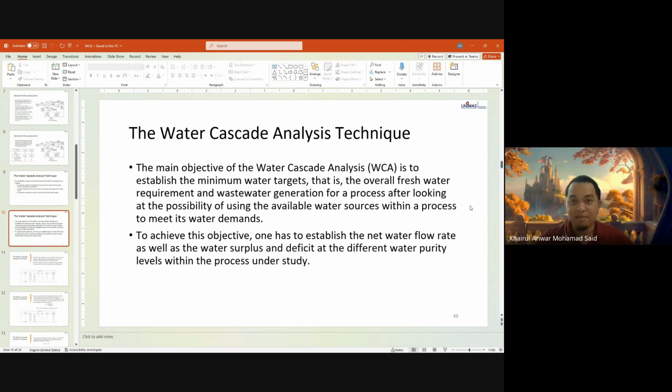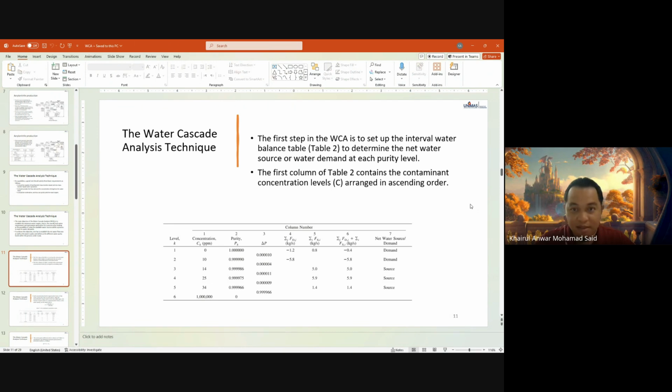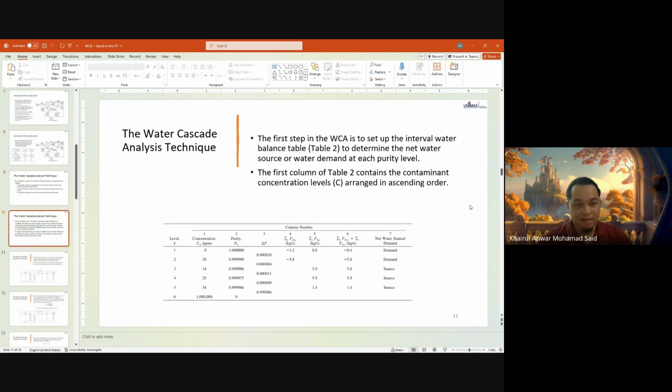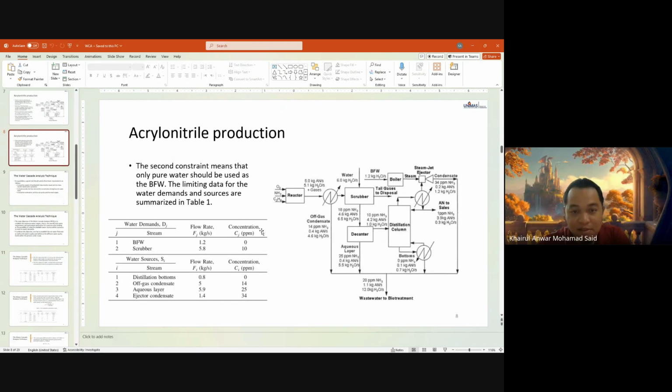All right, so we continue. Okay, we established the first two columns here. Column one is level one. For the second column, this is based on the concentration that you extracted from the PFT.